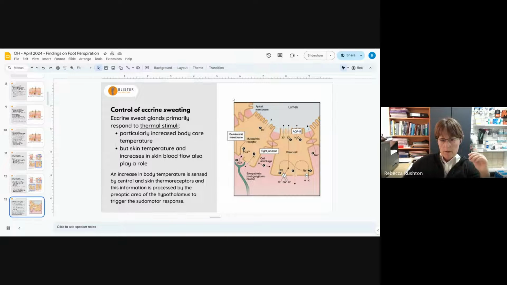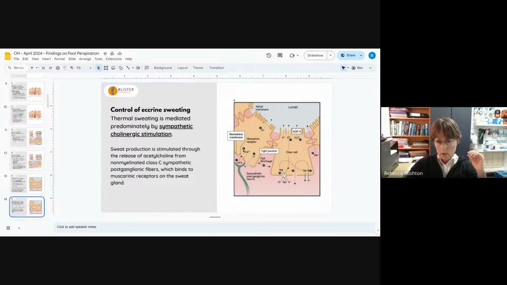Equine sweat glands primarily respond to thermal stimuli, particularly increased body core temperature, but also skin temperature, and increased skin blood flow also plays a role. So it's basically thermoregulation. Thermal sweating is mediated predominantly by sympathetic cholinergic stimulation.